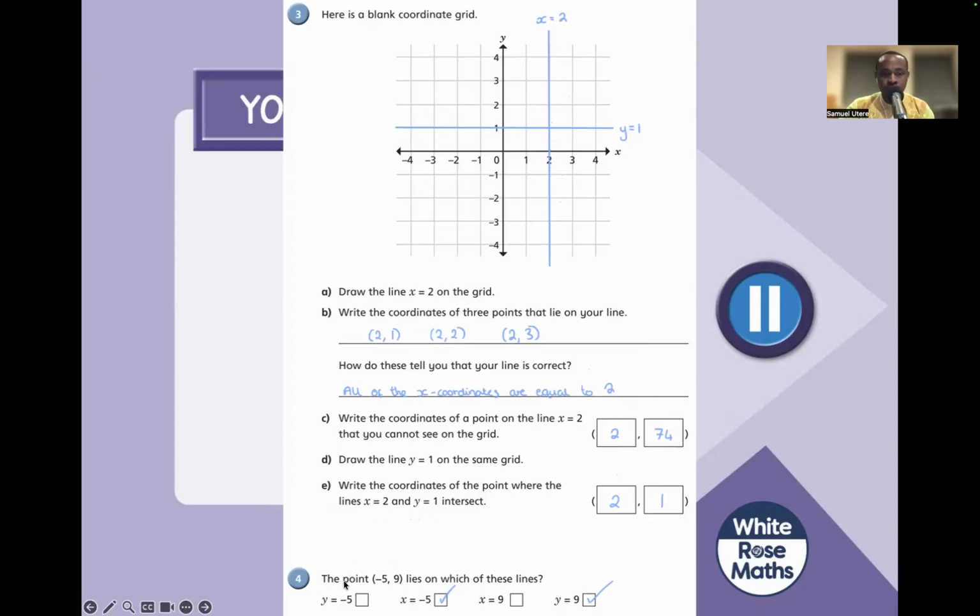Next, you were asked to answer this. The point -5, 9 lies on which of these lines? It lies on these lines. So y equal to 9. Why? Because y is 9 here. And x is equal to -5 because x is -5 here.